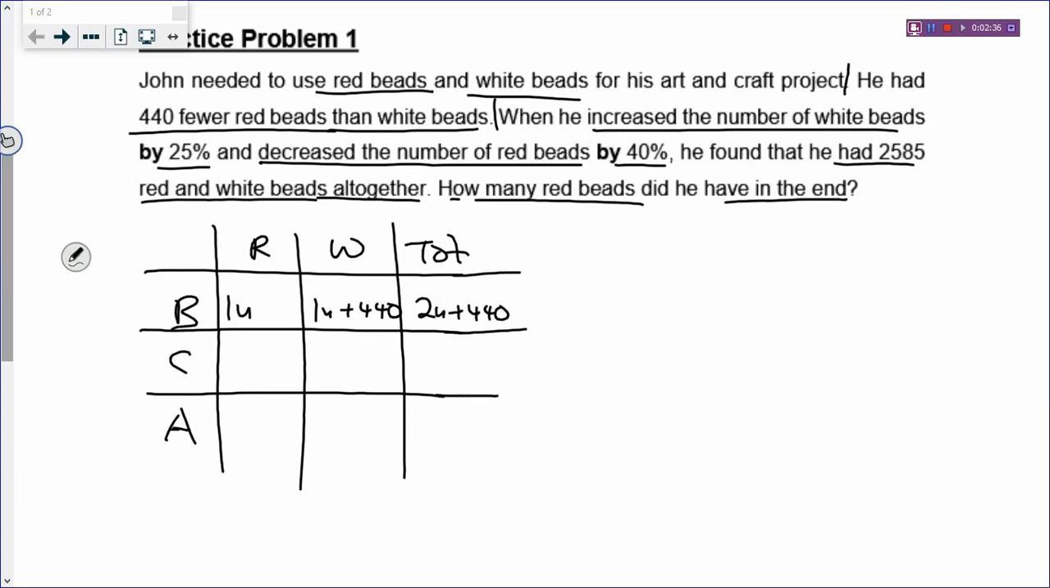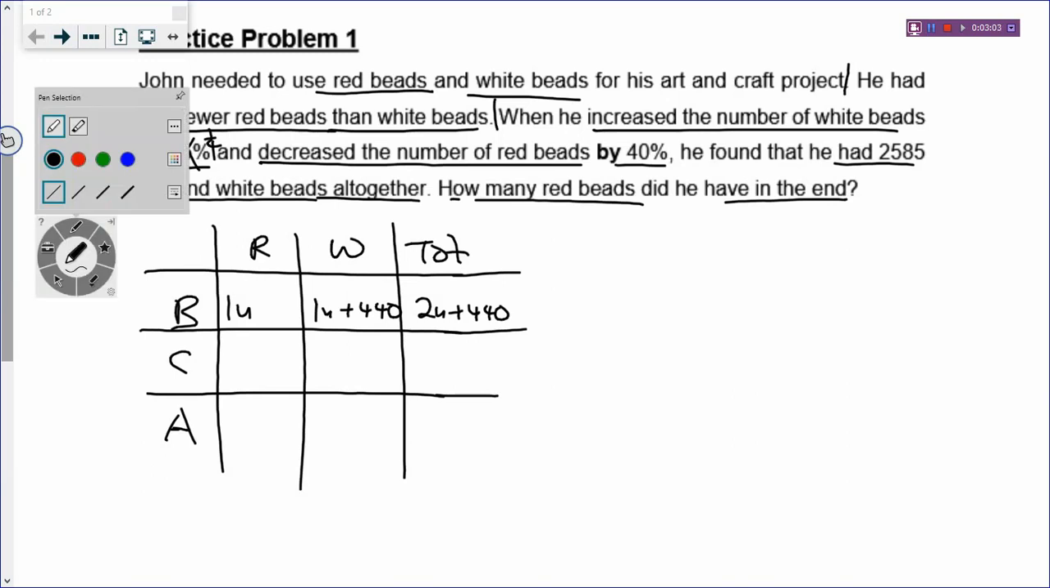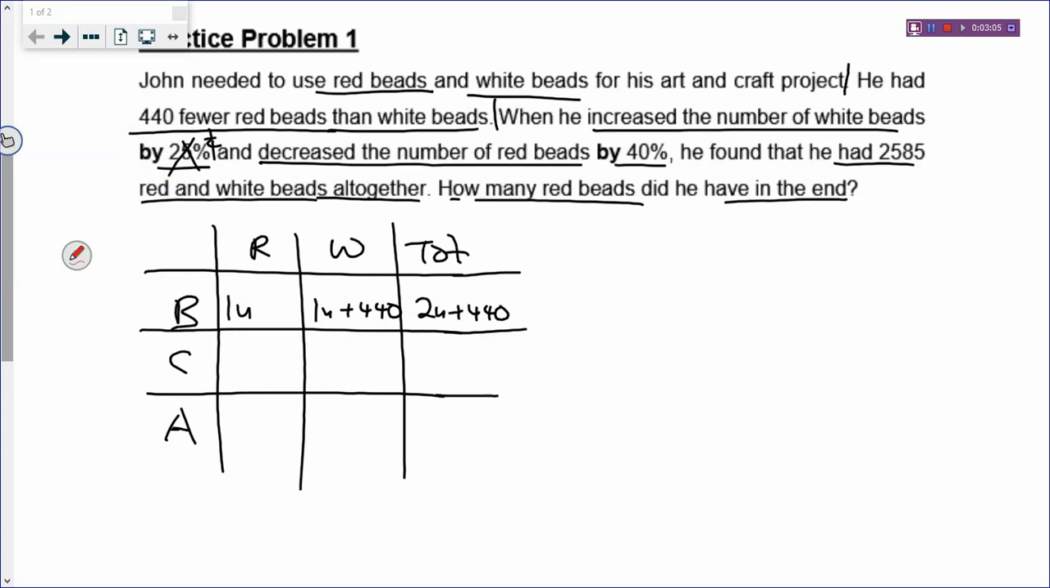The second sentence is done, so now you go to the next sentence. When he increased the white beads by 25%, you can change the percentage into a fraction, which is 1/4, and then it becomes simpler. Some of you are still not quite clear about percentage. It is a very confusing topic. So change it into a fraction and then use the fraction to draw your model or to put inside the box. He increased the white beads by 1/4. If you look at the boxes that belong to the white, there is something in the box already, which is 1 unit and 440.